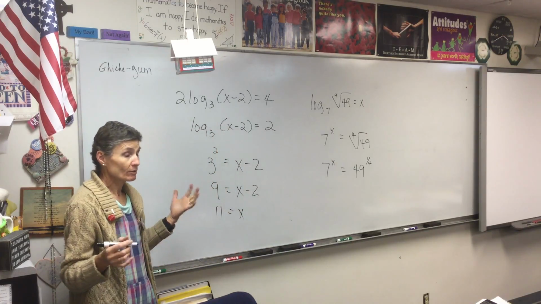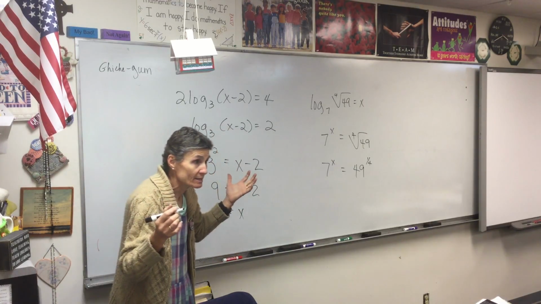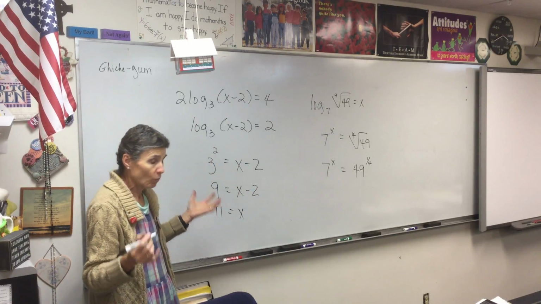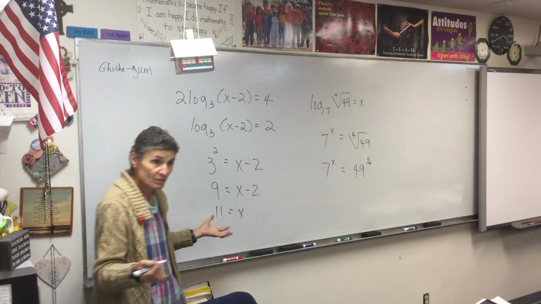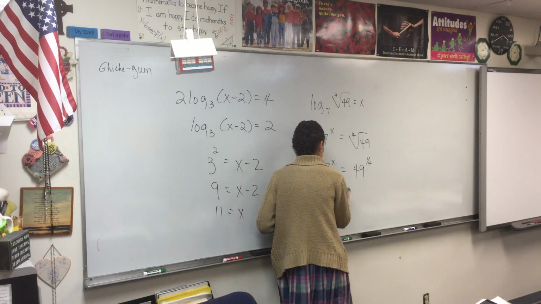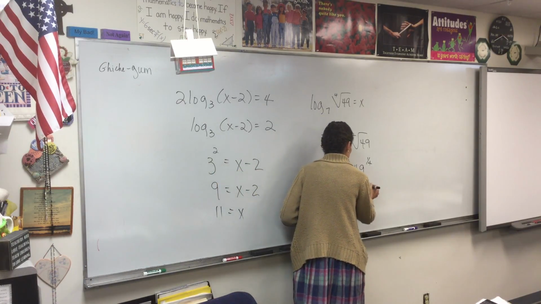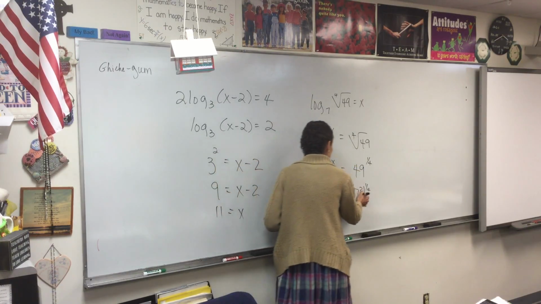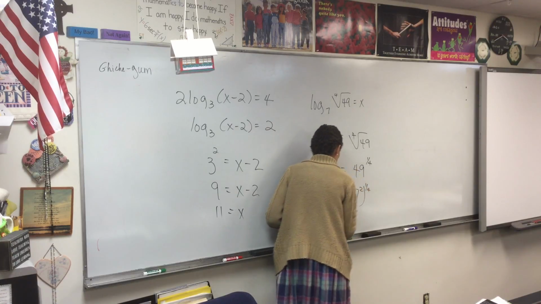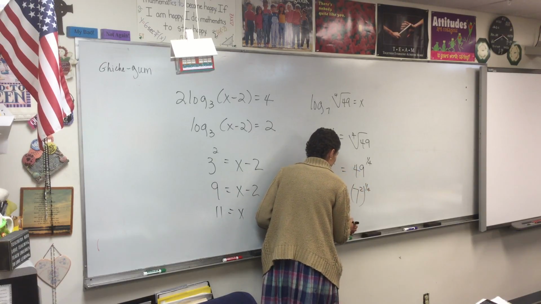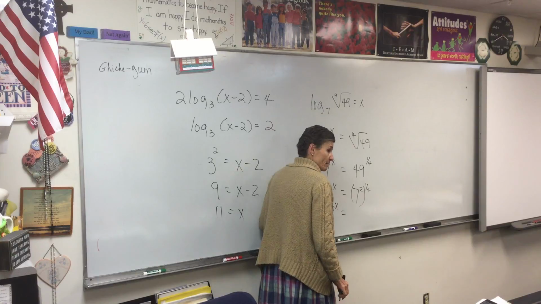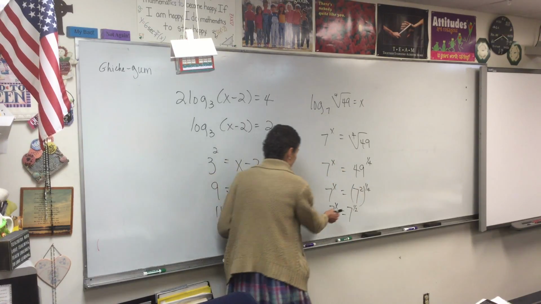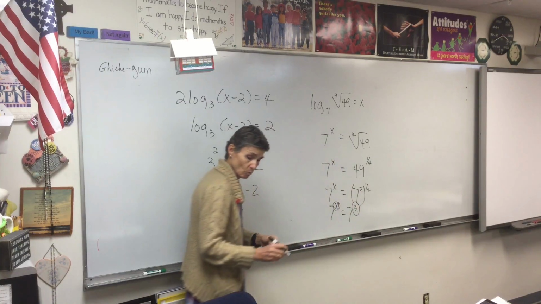Now this is a no calculator problem, so I have to rig it. It has to be rigged. 49 is not a random generic number. 49 is 7 squared. So 7 to the x equals 7 squared to 1/4. Well, what's 7 squared to 1/4? What happens with those exponents? They get multiplied. It becomes 2/4, which is 1/2. So the answer to the question is 1/2.